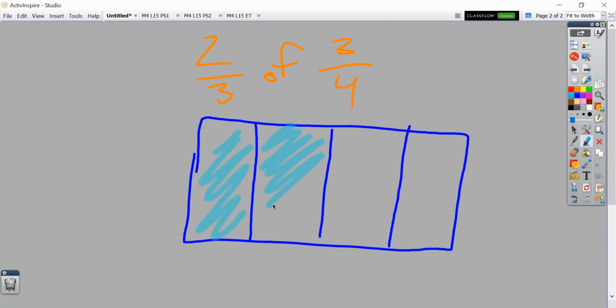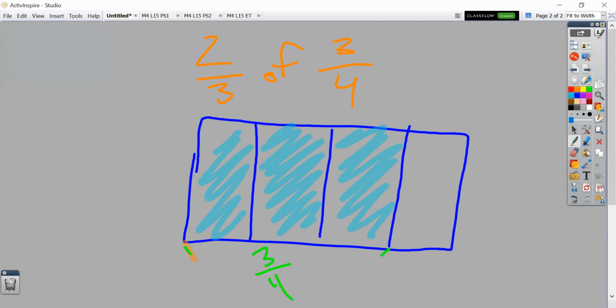I know that I have a highlighter, so it's a little easier on this, but with pencil, you could do a lighter shade. Don't do as dark of a shade. Make sure you can see your partition lines. I'm going to label that as my 3/4.